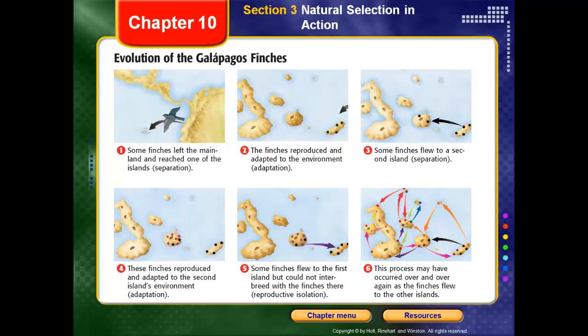Now from that island, some finches flew to a separate island, so we had separation again. Now on the new island, those finches reproduced and adapted to the second island's environment. So there's another example of adaptation. So we have different adaptations on the different islands because the environments are different. Now, after some period of time, some finches from the second island flew back to the first island, but because they had changed so much, they could no longer interbreed with the finches there, and so they are now reproductively isolated from the finches on the first island. So this process could have occurred over and over as the finches flew from island to island, and you ended up with different species on the different islands.